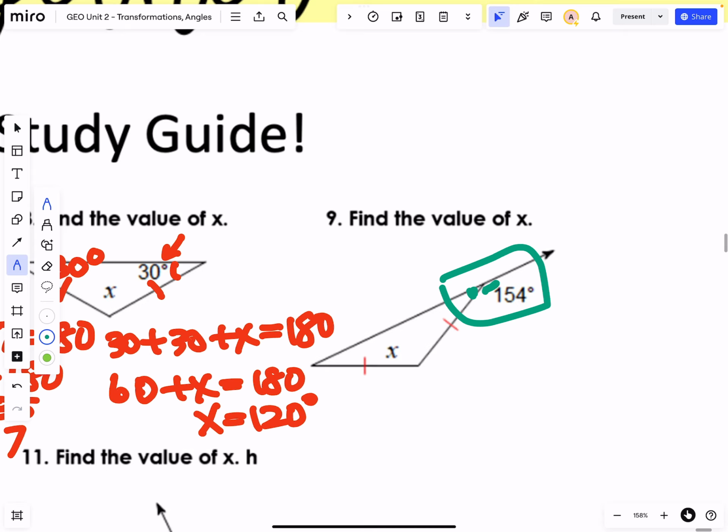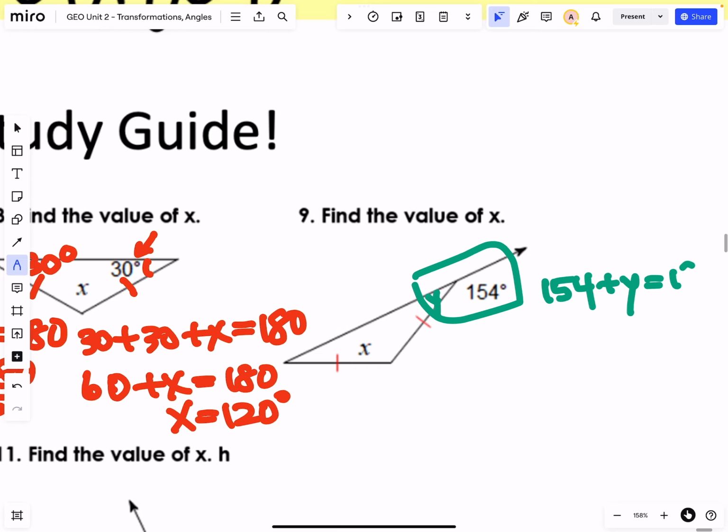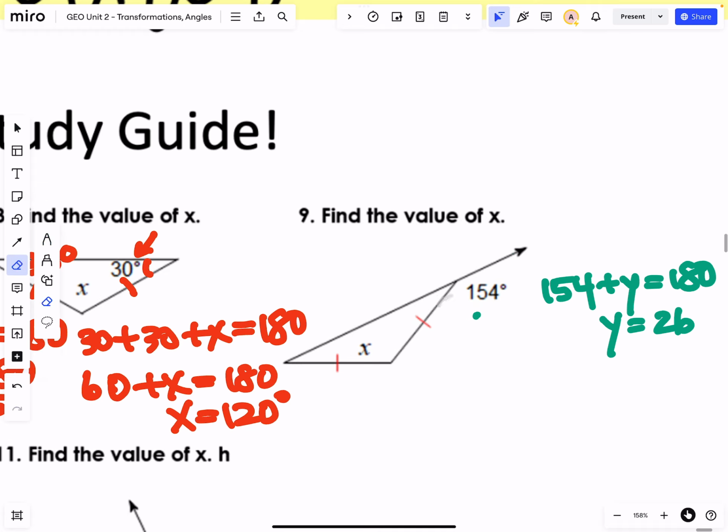They are supplementary. So in order to find anything inside the triangle, we need to start with that little angle. So 154 plus that little angle will equal 180. Let's just write that down. You've got 154 plus y is equal to 180, where I'm calling the little angle y. Now if I subtract that 154 from 180, I think you'll get 26. And so this angle here on the inside is going to be 26.